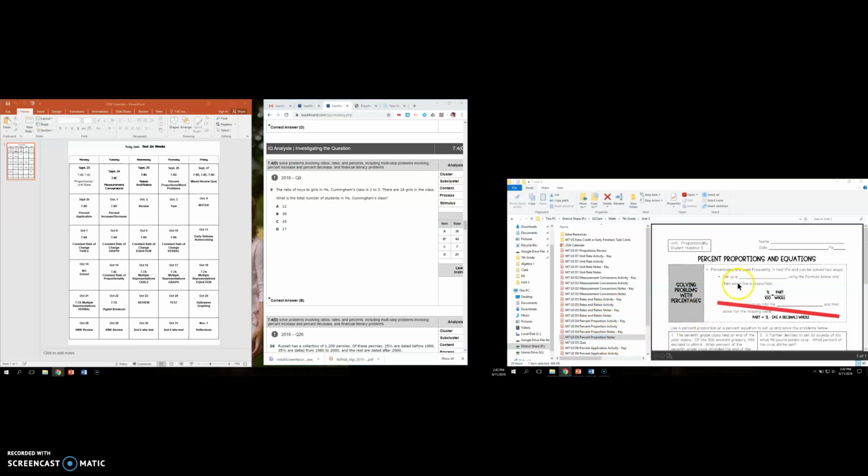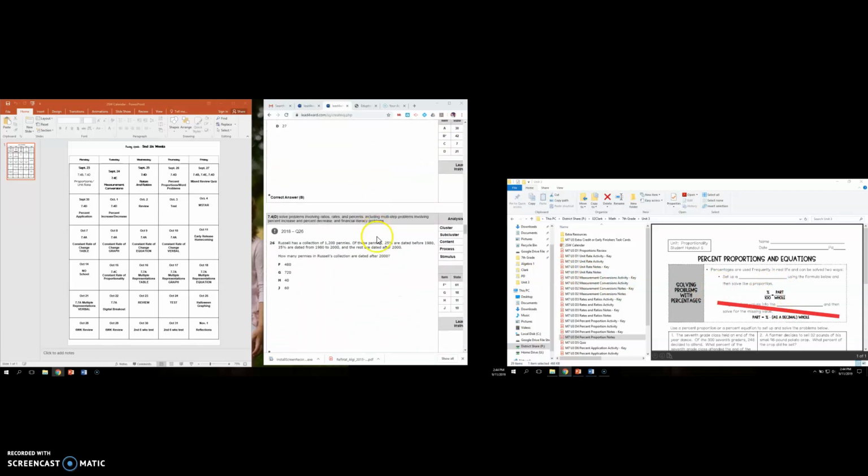They come to us knowing some about percent. Last year was the first year it is in the TEKS, so there might be some small gaps, hopefully. What we will want to use is this proportion, percent over 100 equals part over whole, and we're going to be consistent on that.